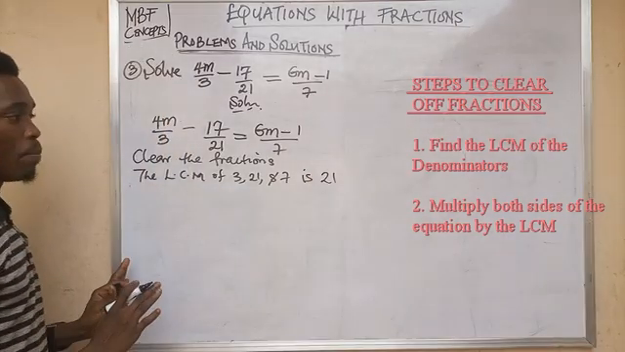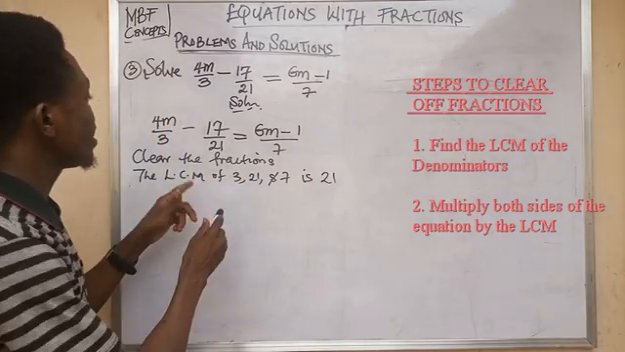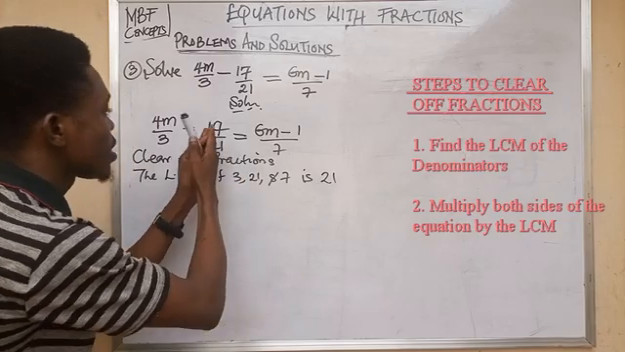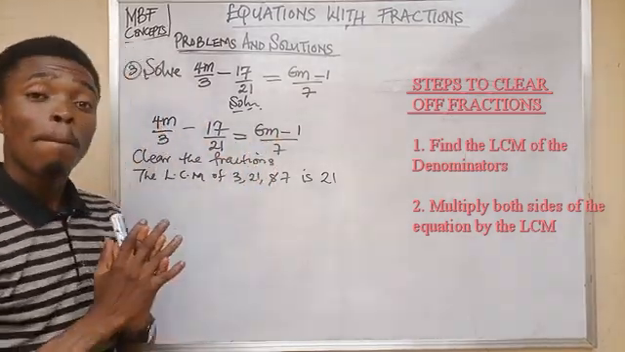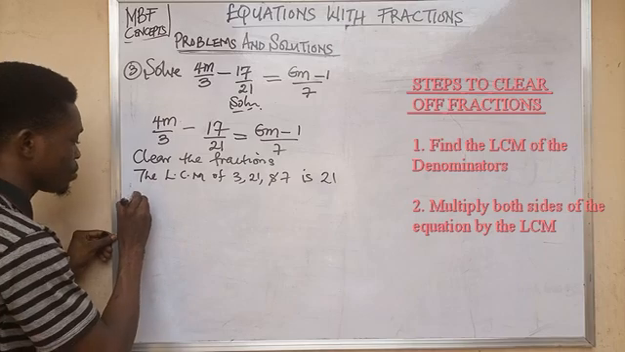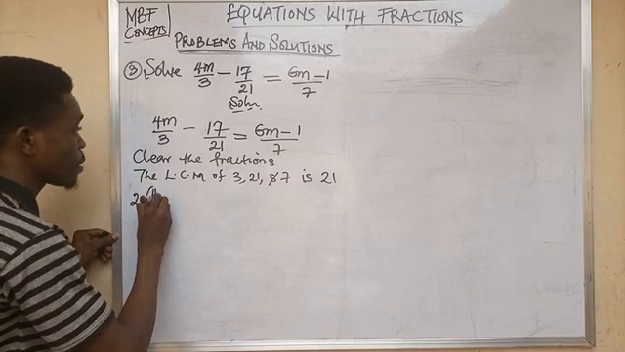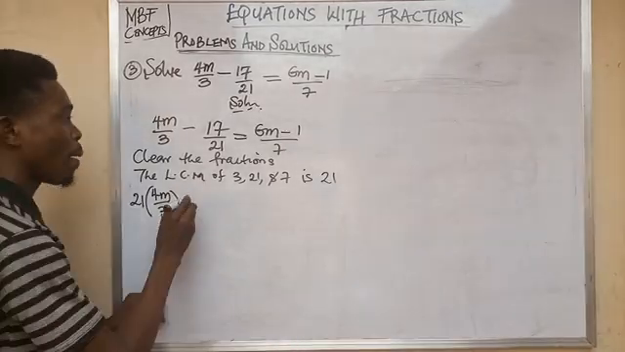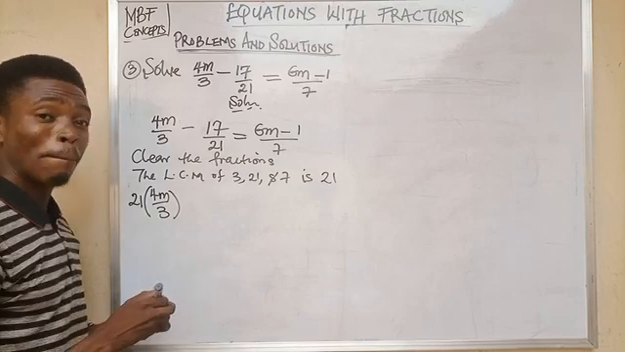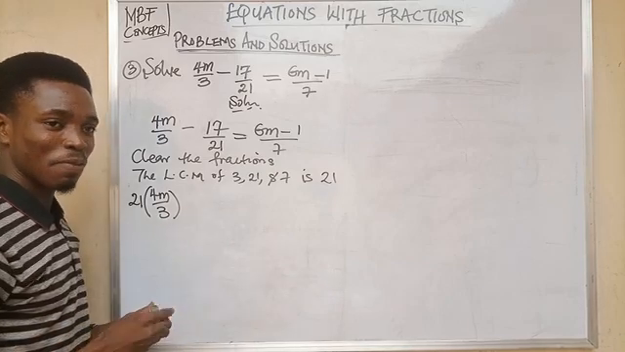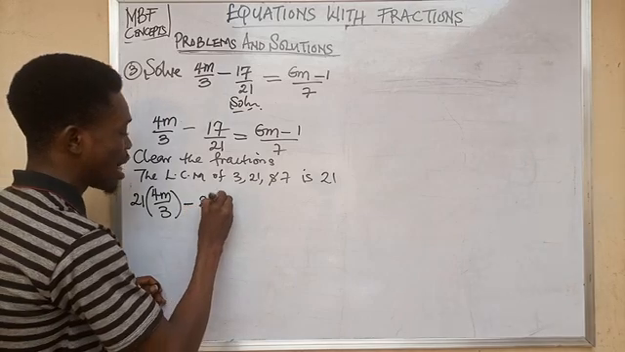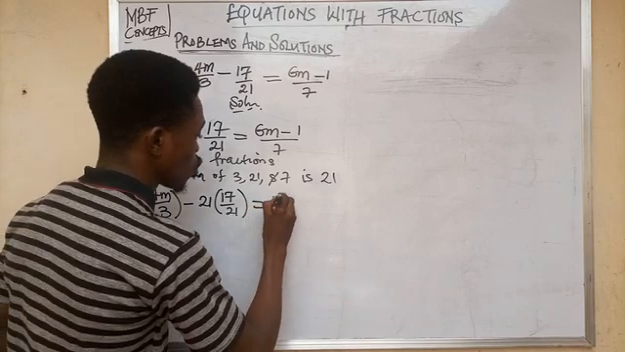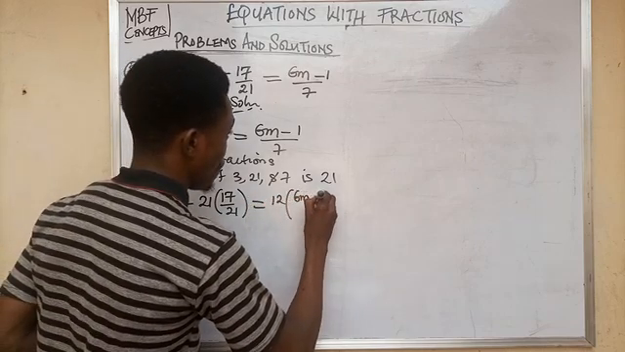This is the LCM. What do we do now? We then multiply each term here by this LCM. So the first fraction must be multiplied by 21, the second fraction multiplied by 21, and the third fraction multiplied by 21. So we are going to have this as 21 times the first fraction over 3. Guys, hope this is taken. It's as simple as this. Principles are keys to become masters over some aspects of life. Then we have minus 21 also times the next fraction, close bracket, is equal to 21 times 6m minus 1 all over 7.